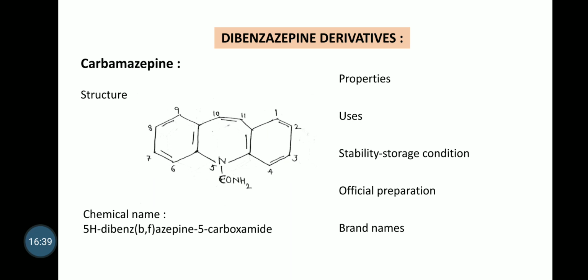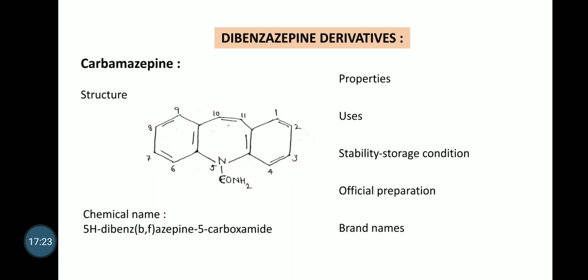Properties: it is white or yellowish white, crystalline powder, odorless and tasteless. It is freely soluble in trichloromethane, soluble in ethanol and in acetone, but practically insoluble in water and in ether. Uses: it is used in treatment of psychomotor seizures and grand mal seizures. It is also used for relief of pain associated with trigeminal neuralgia.